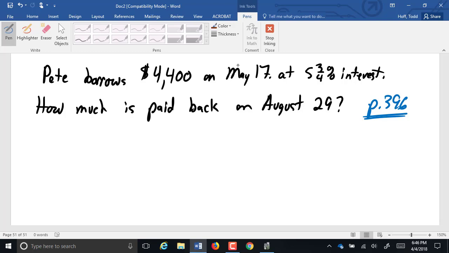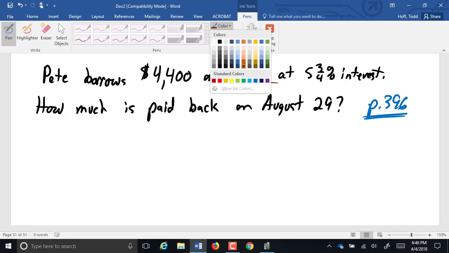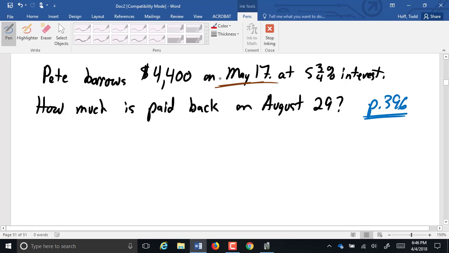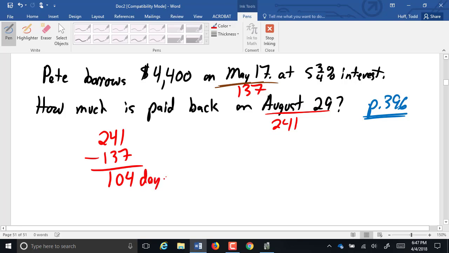So if you look up in that table, what day of the year is May 17th? 137. What day of the year is August 29th? 241. So this is 241 minus 137, or 104 days.